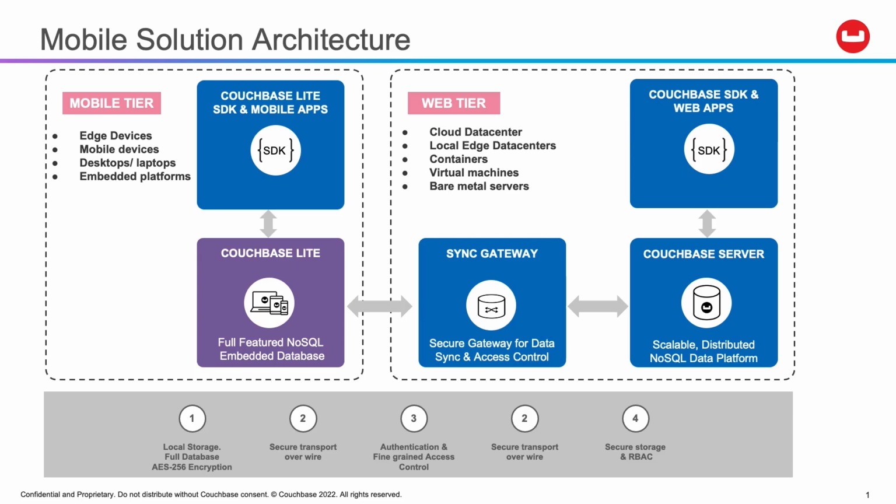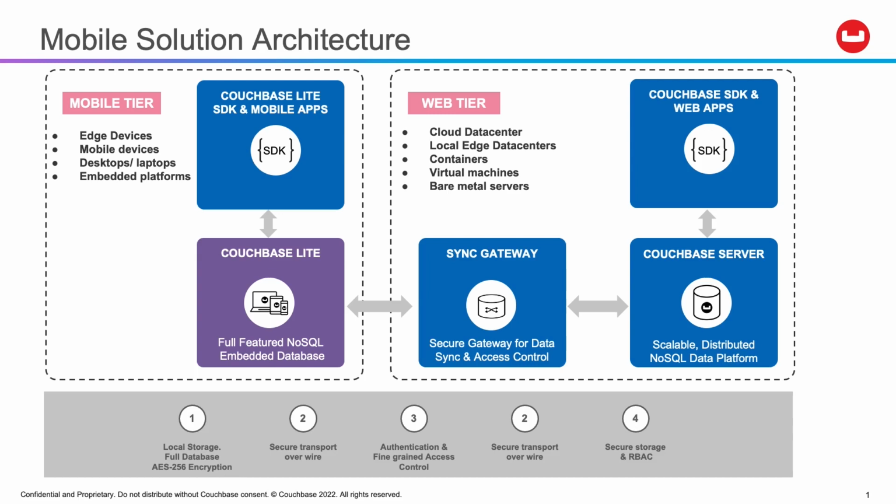Now, coming to the last part, which is security. Couchbase mobile stack is fully secure. The embedded database itself can be fully encrypted on the device with AES 256-bit encryption. The reason why we have this is because in the event of a device being lost or broken, one doesn't have to lose the data. Even if the device is lost, since the database is encrypted, no one can access the data that is on the device.